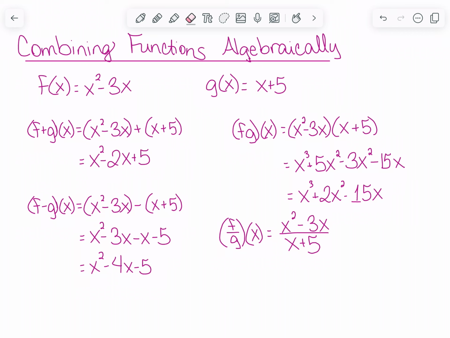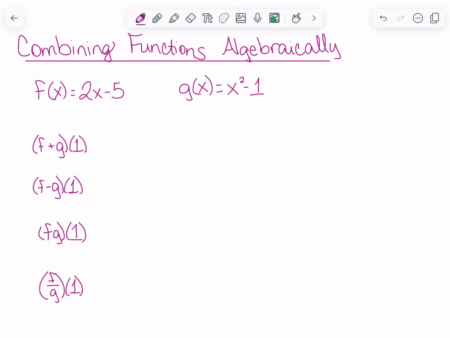Finally, to divide these functions, f over g of x, we would put our f function on the top, x squared minus 3x, our g function on the bottom, x plus 5. So we have x squared minus 3x over x plus 5. This time, let's consider the functions 2x minus 5 and x squared minus 1. This time we wish to find f plus g of 1, f minus g of 1, f times g of 1, and f divided by g of 1. So I want to look at how to evaluate these functions.